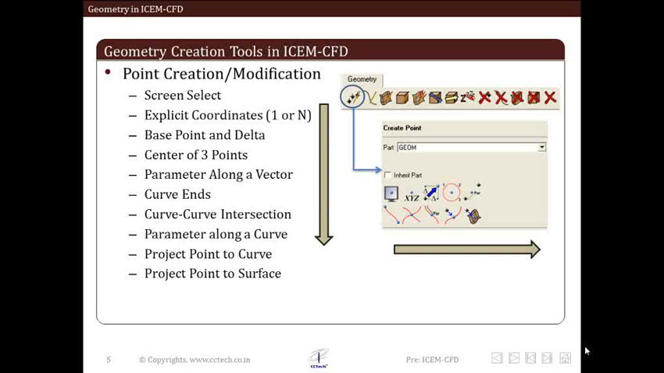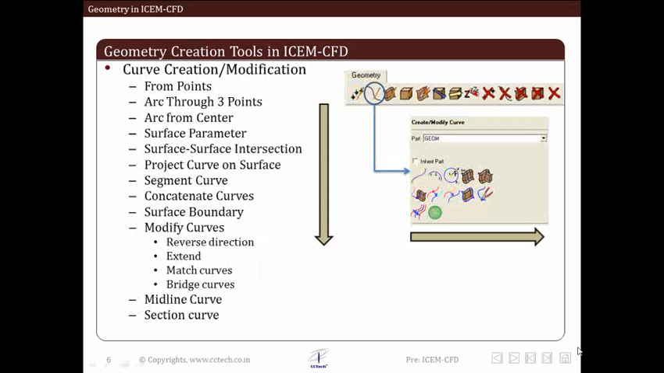We can create points by using screen select, by explicit coordinates, by base point and delta method, by center of 3 points method, by parameter along a vector, by curve ends, by curve intersection, by parameter along a curve, by projecting a point to curve, and projecting a point to surface.